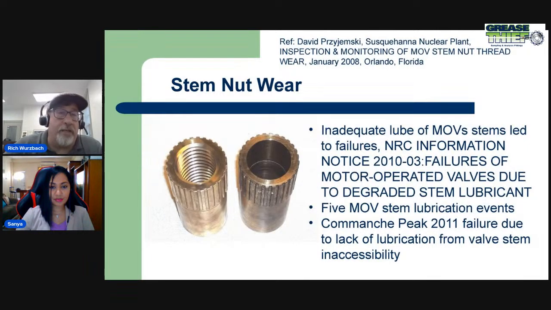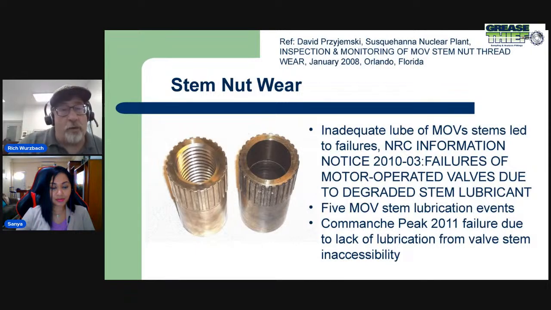Now, it's been known and it's been demonstrated that a stem nut can wear over time. It actually strips out the threads. You can see on the left the full threads, and you see they're gone in that other nut on the right. And the nuclear power industry just happens to monitor these extremely closely, all the way back to 1993, when there was a special letter from the Nuclear Regulatory Commission that required all plants in the U.S. to monitor these valves regularly. And so they keep track of issues that come up. And they have identified multiple failures of motor operated valves due to degraded stem lubricant, 5 stem lubrication events, and there was a failure in 2011 due to a lack of lubrication because the valve stem was not accessible. So this is the problem.